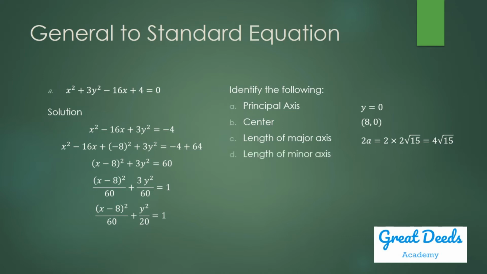That is 4 times the square root of 15. The length of the minor axis is the line segment, a chord, that is perpendicular to your major axis and passes through the center. So b will help us find the length of the minor axis. It's equal to 2 times b. And b here is equal to the square root of 20, and that is just 2 times the square root of 5. And so the length of the minor axis is 2 times 2 times the square root of 5, and that is 4 times the square root of 5.